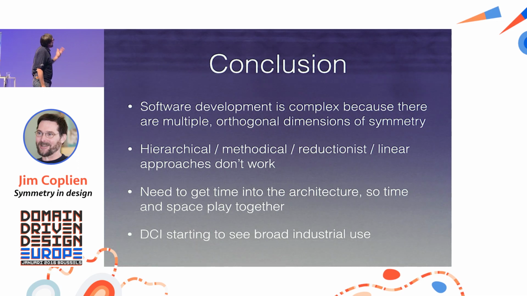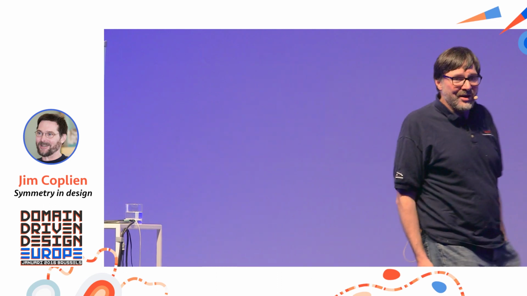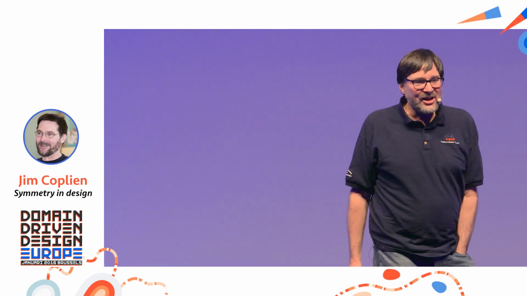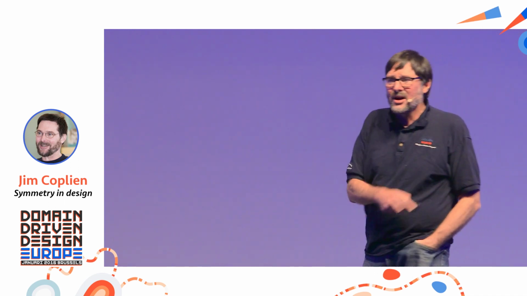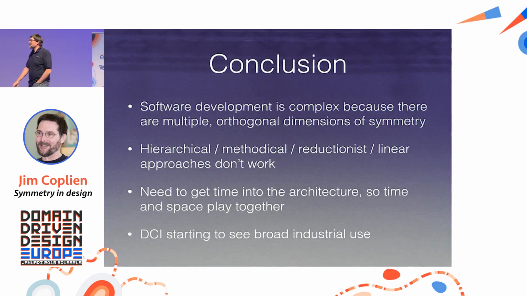But software development is complex. It's not just complicated. It's complex, and sometimes it's chaotic in advanced systems because there are multiple orthogonal dimensions of symmetry. So these hierarchical or methodical or reductionist or linear approaches only work to a certain degree. They work good enough that we get the first release out. But then maintenance kills us. And this was the whole purpose originally of domain analysis, to support evolution in the long term by getting the right parameters of variation set up in the beginning.